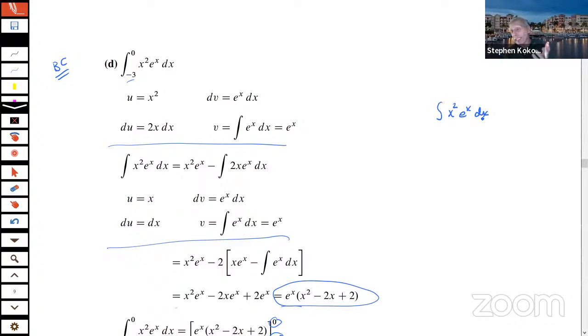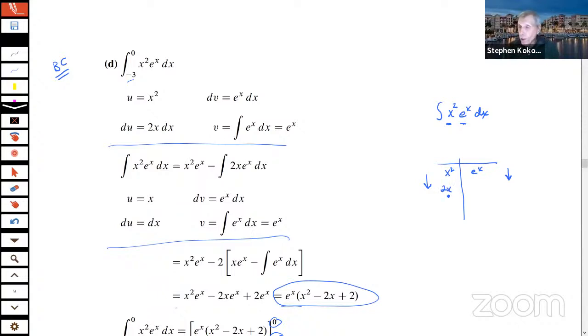But I think of this as a tabular method, and I guess it only works if you have a polynomial times a, I'm going to say transcendental function, like an exponential function, a sine function, a cosine function, tangent, arctangent, something like that. There may be more strict rules and guidelines on that, but I'm pretty sure it works here. And the way that we do that is we draw a table and we put in x squared over here. And we're going to work our way down, taking derivatives. And we're going to start with e to the x here, and work our way down, I believe, taking antiderivatives.